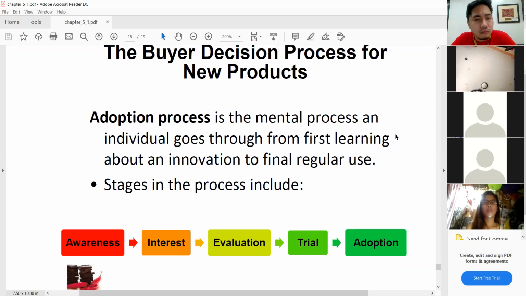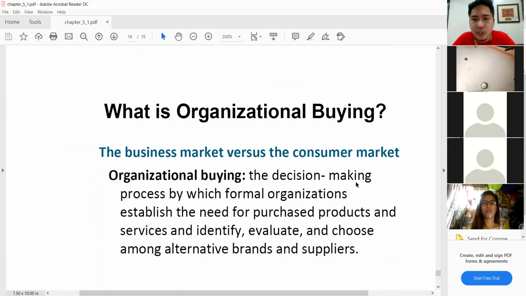Now, the adoption process of new products includes the following stages. We do have awareness. So we're aware that this product exists. We show interest. We evaluate the alternatives. We test the product through trial, and then we adopt and use it wholeheartedly. So that's the adoption process. So these things have an impact not only on individual decision making, but also our collective decision making, which is the basis of industries to create products and services for you.